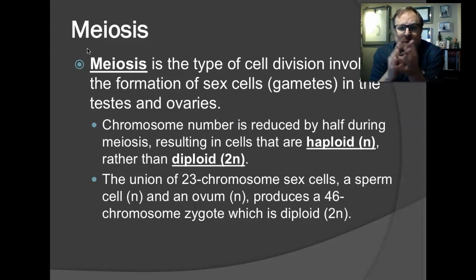In order for sexual reproduction to work, we have to create a zygote that has 23 pairs of chromosomes. To do that, we need to go from a 46 chromosome cell down to a 23 chromosome cell, to make sure we've got 23 chromosomes coming from mother and 23 chromosomes coming from father, to bring together to make that zygote that will have 23 pairs of chromosomes.